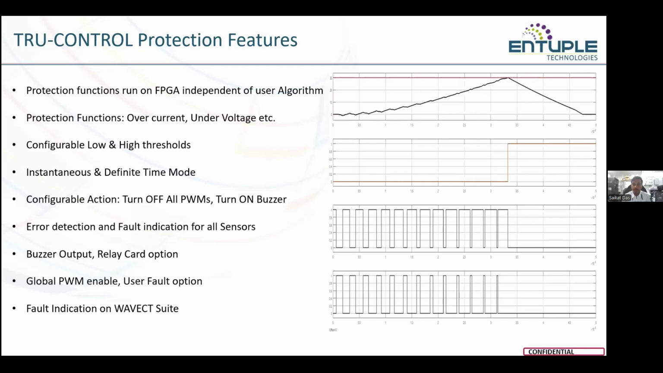On the right hand side also you can see it. The user can give different threshold values, at what level they want the protection. Once the actual value crosses the threshold value, the fault will be enabled, and all the PWMs will turn off.